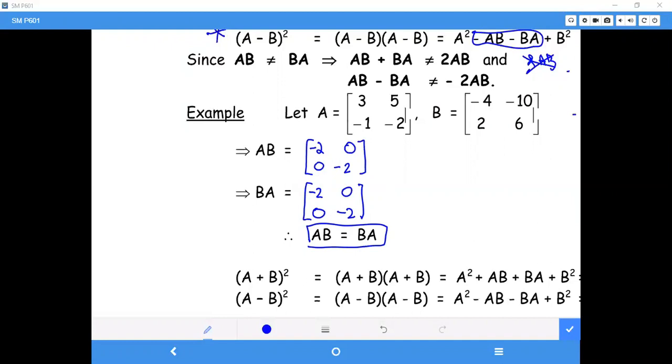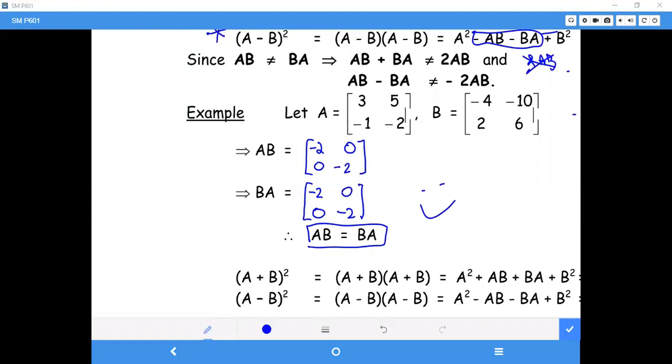So I would say that like exam usually asks you, is AB always equal to BA? Then you have to answer no. You know, sometimes they are equal, but most of the time they are not equal. Not always equal. Okay, so be happy with that.